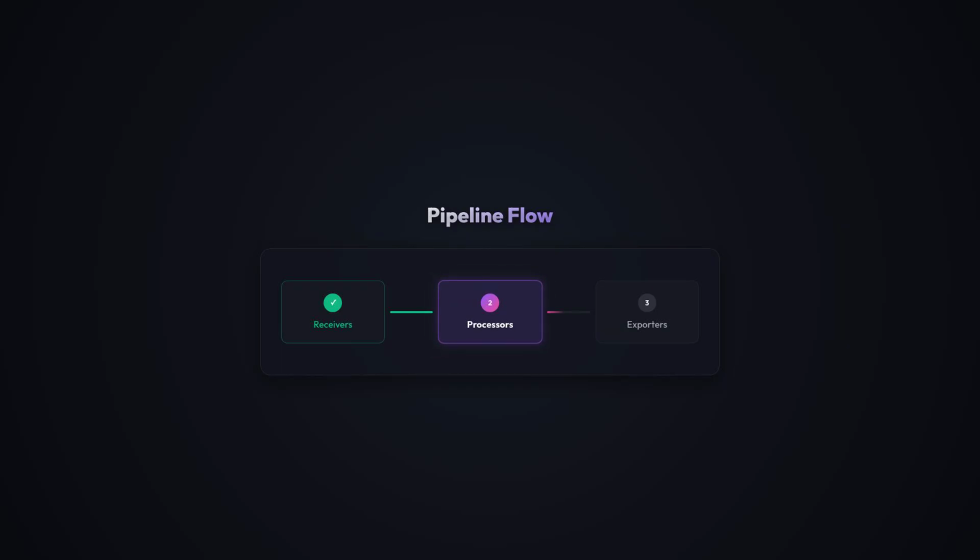Crucially, pipelines are strongly typed. A trace pipeline only processes traces, a metric pipeline only metrics, and a log pipeline only logs. They run in isolation. If you wanted to generate metrics from traces or route data based on complex logic, this rigid structure presented a significant architectural hurdle.